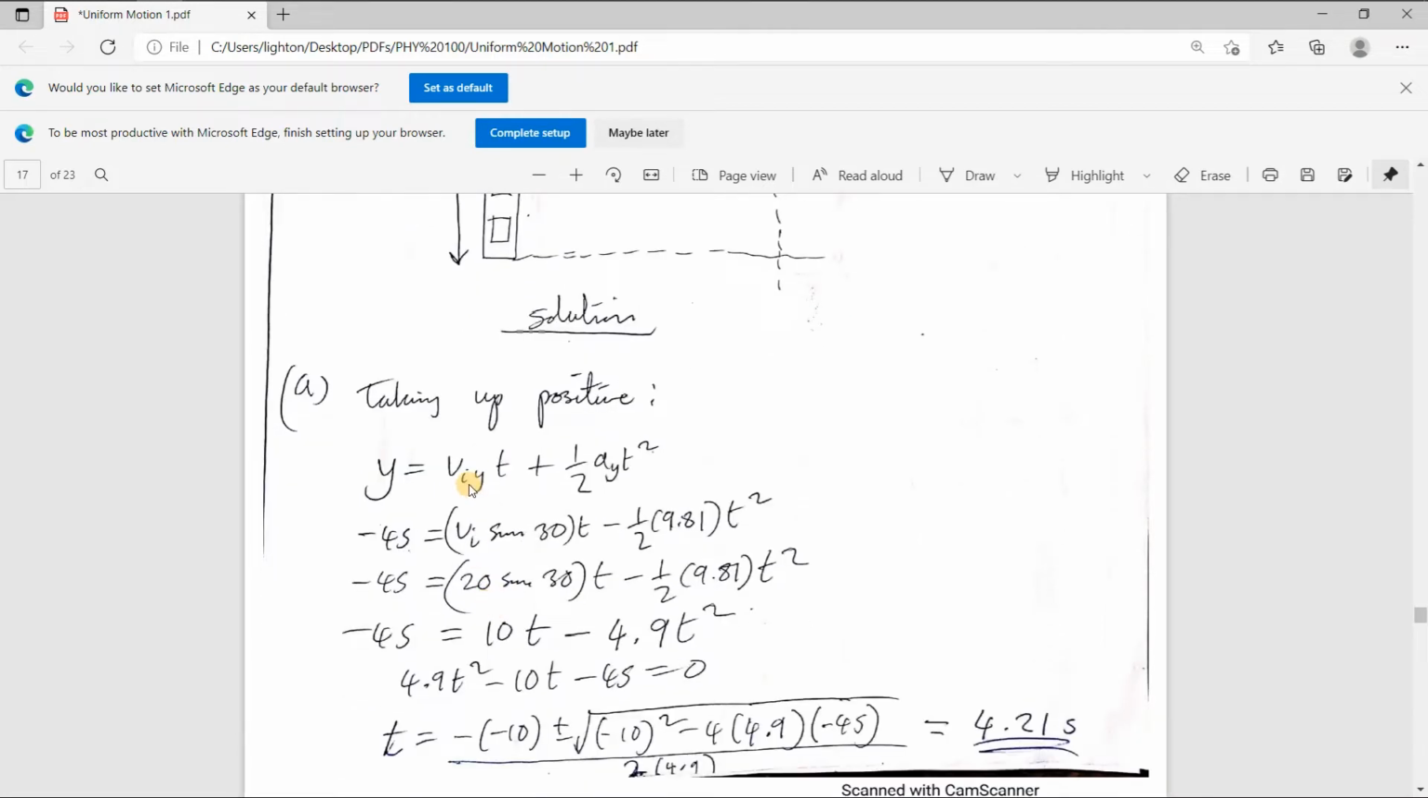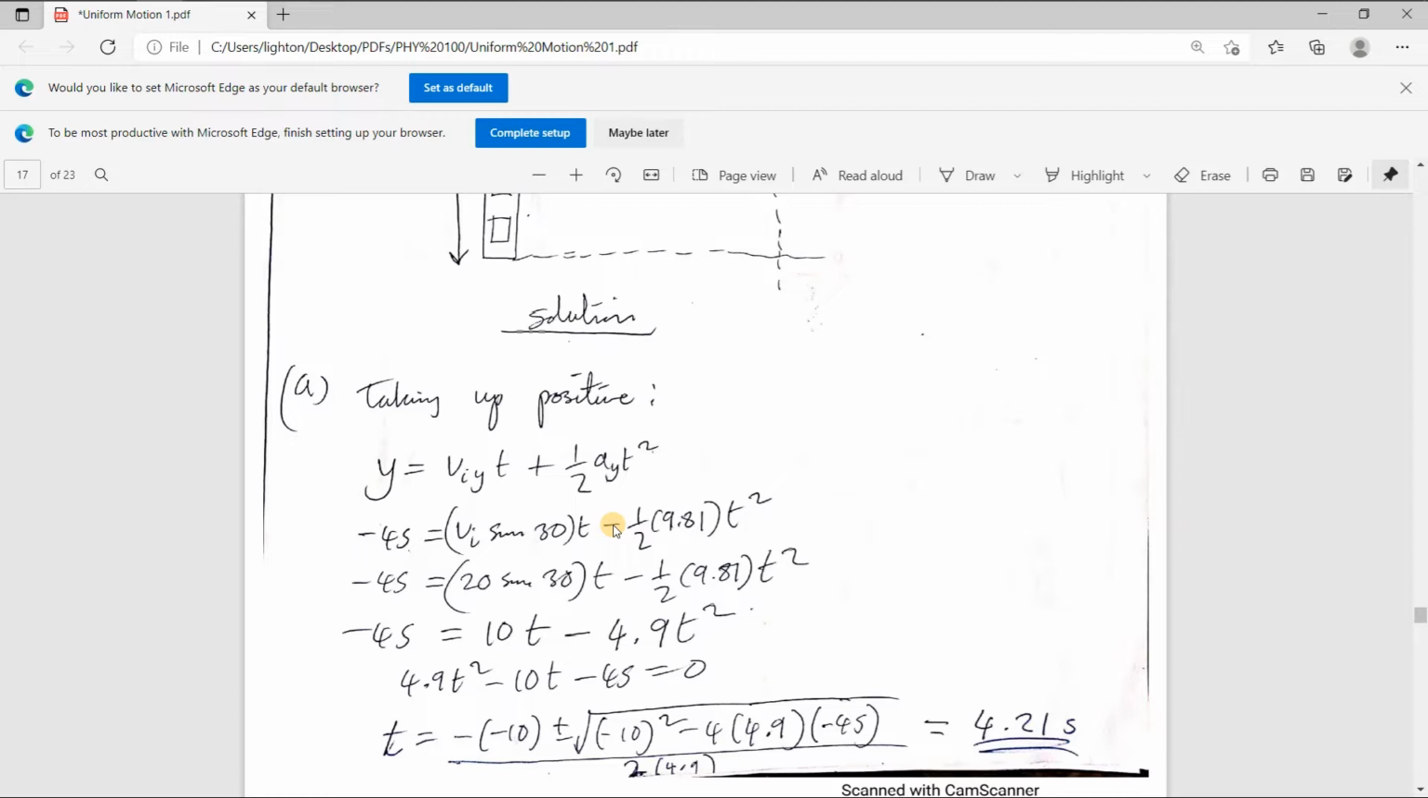So now, what is viy? viy is just vi sine theta. Now our theta is 30. So it is vi sine 30 times time minus half gt squared. This minus is coming from the fact that gravity always points downwards.